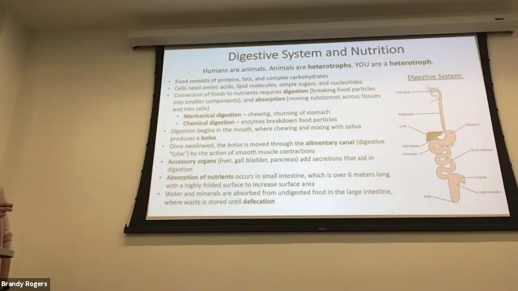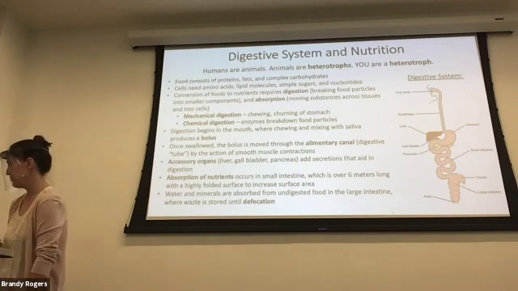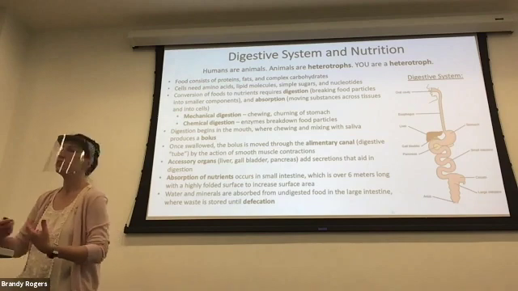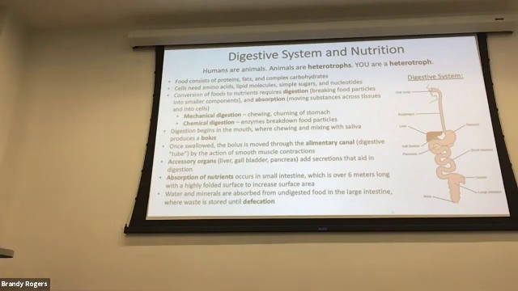Food consists of proteins, fats, and complex carbohydrates. If you've ever talked to anybody who's interested in dietetics or nutrition at all, you know those are your macros, right? So how many proteins are you eating? How much fat are you eating? How many carbs are you eating, and so on, right? But these are macromolecules, right? So they're made up of constituent parts.